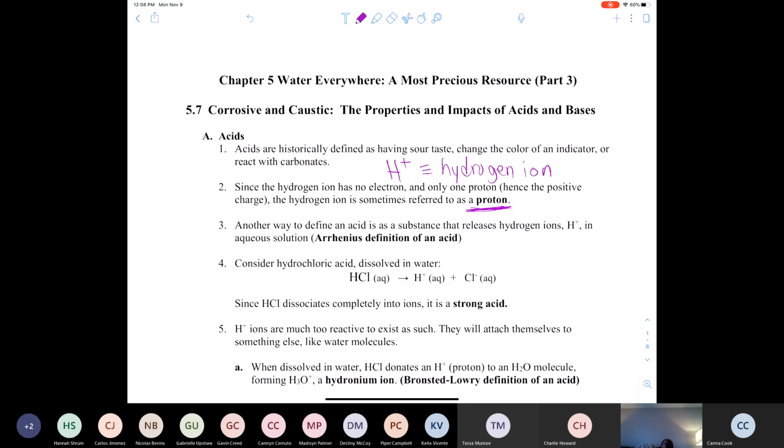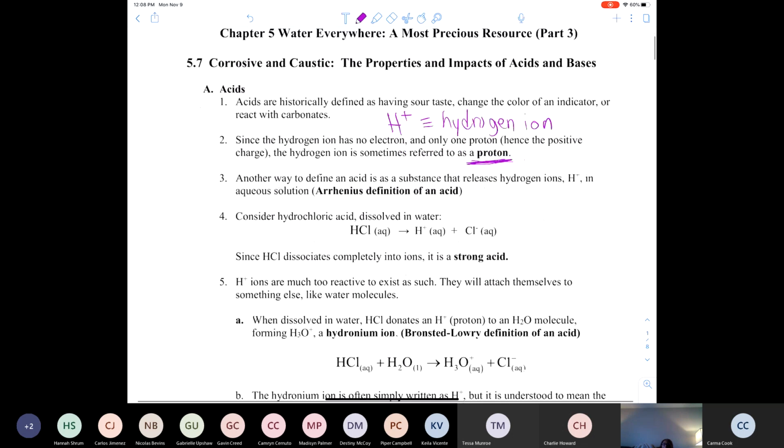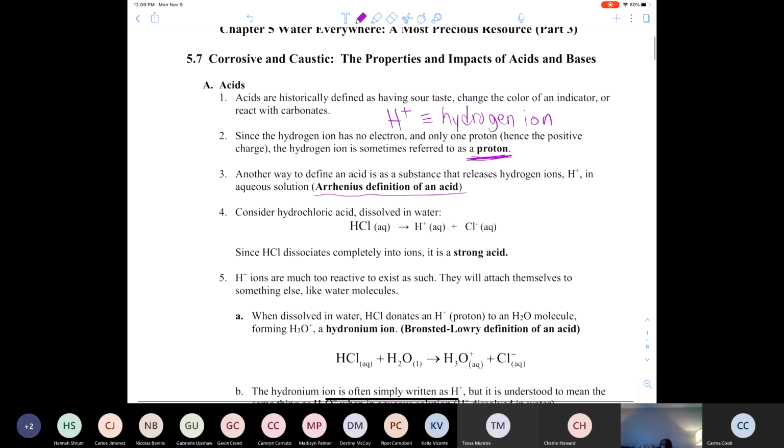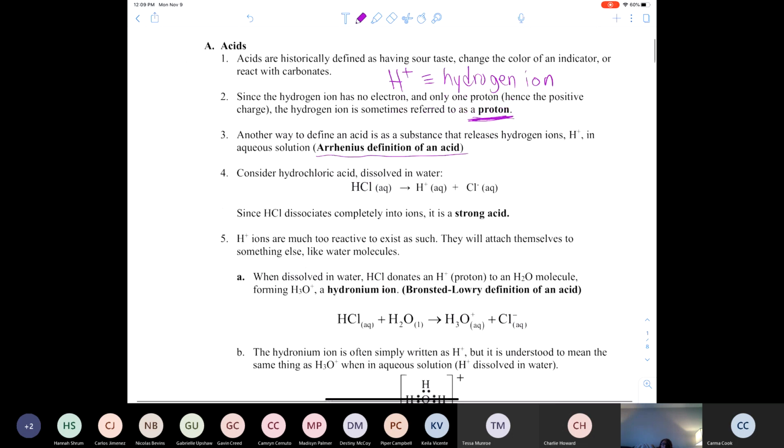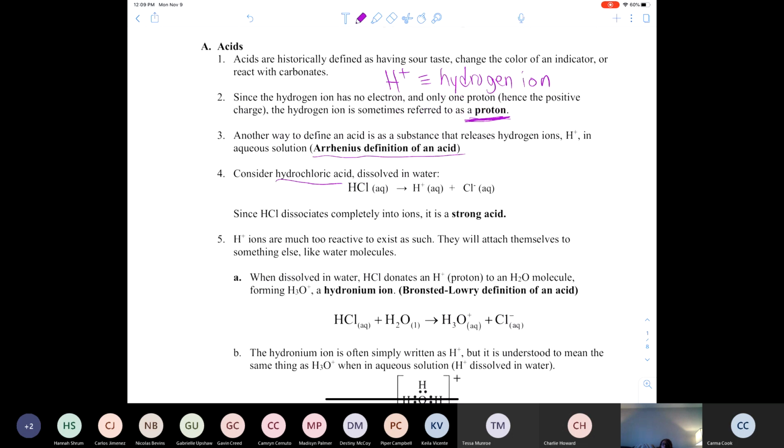And so one way to define an acid is that it's a substance that has the ability to release hydrogen ions in aqueous solution. And that's called the Arrhenius definition of an acid, named after the scientist who made that observation and therefore that definition. So in other words, an acid like hydrochloric acid, HCl, when placed in solution, will dissociate into its two ions, one of them being the hydrogen ion. So therefore, by that definition, you classify HCl as an acid because it releases an H plus ion in solution.